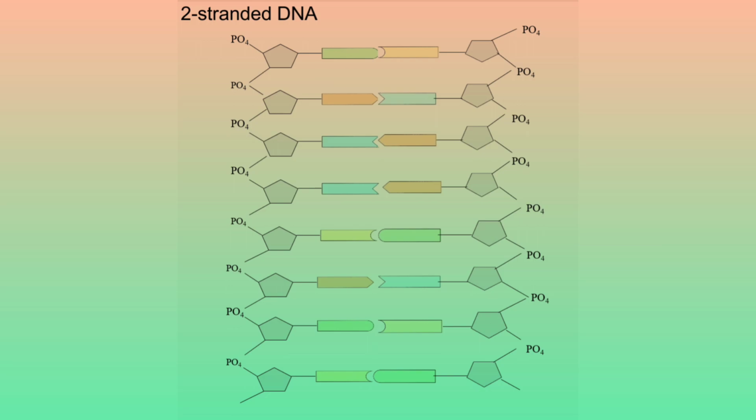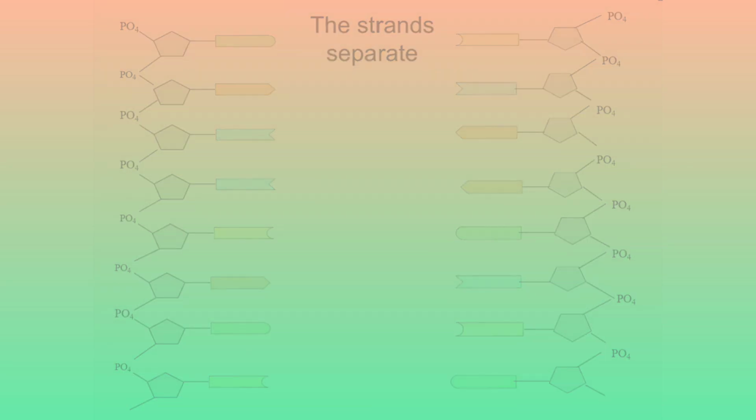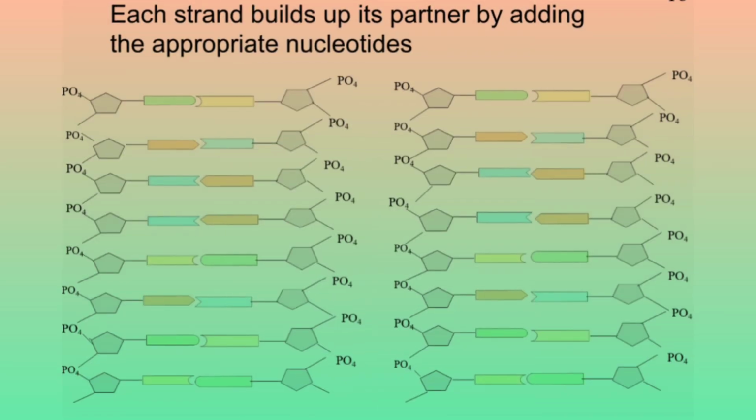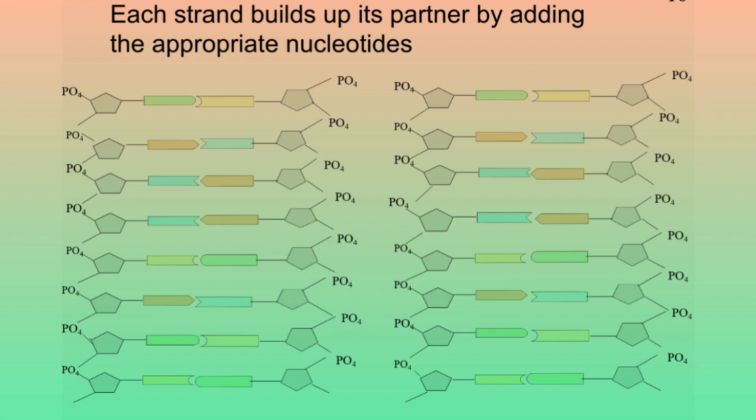Before a cell divides, the DNA strands unwind and separate. Each strand makes a new partner by adding appropriate nucleotides. The result is that there are now two double-stranded DNA molecules in the nucleus, so that when the cell divides, each nucleus contains identical DNA. This process is called replication.